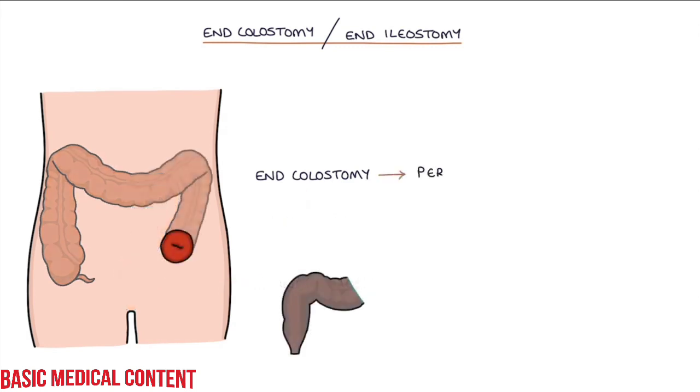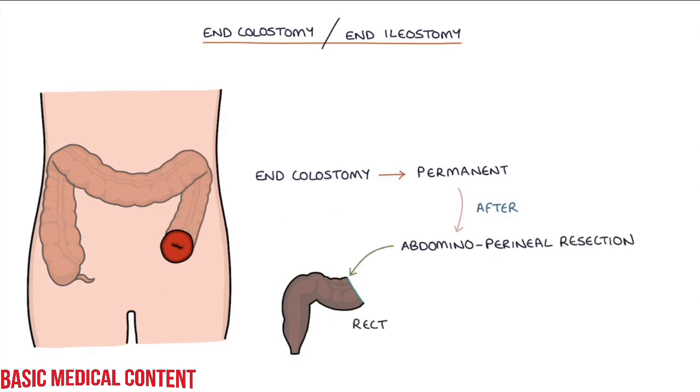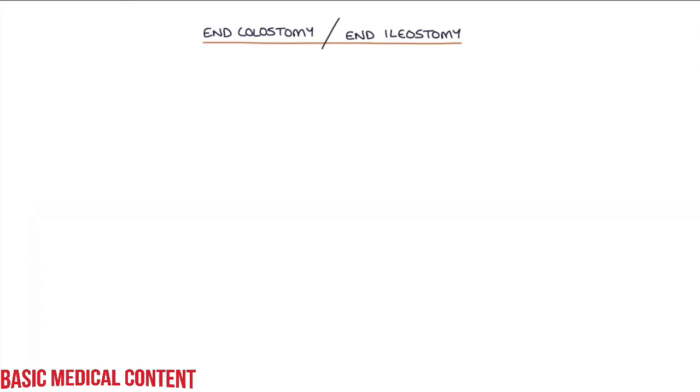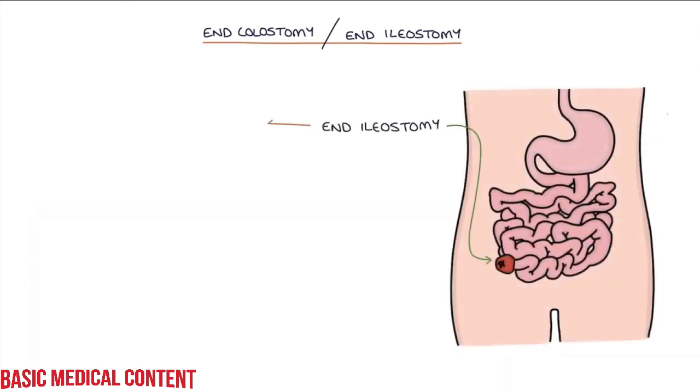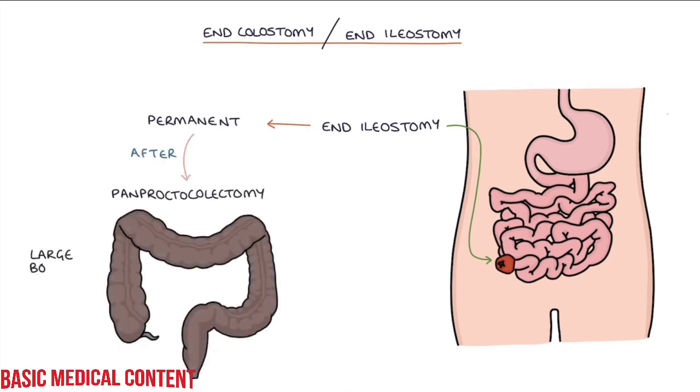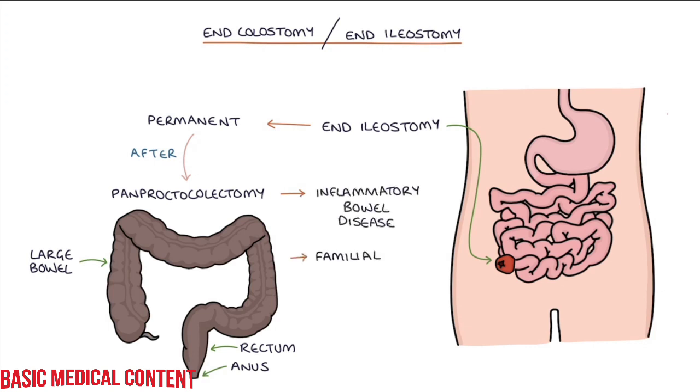End colostomies will be permanent after an abdominoperineal resection, or APR, because the entire rectum and anus have been removed. End colostomies after an APR procedure are usually located in the lower left abdomen. End ileostomies are permanent after a panproctocolectomy, which is a total colectomy with removal of the large bowel, rectum, and anus. And this procedure may be performed in the treatment of inflammatory bowel disease or familial adenomatous polyposis, or FAP.